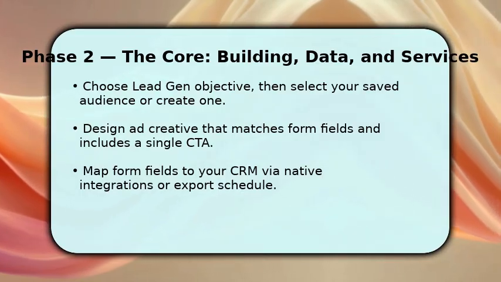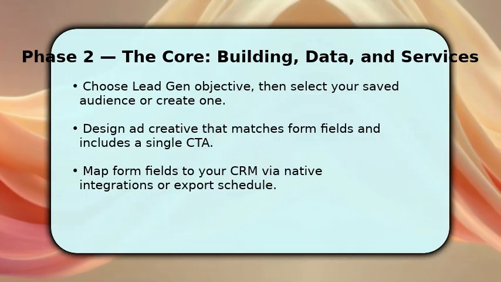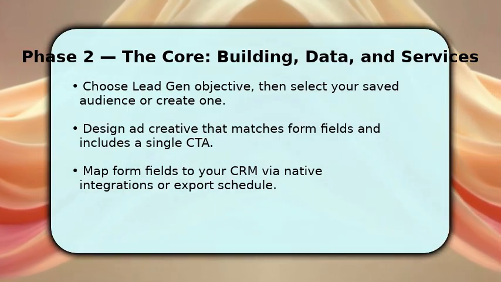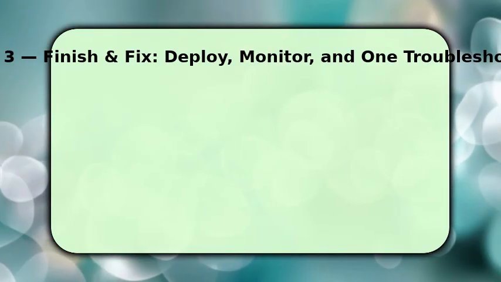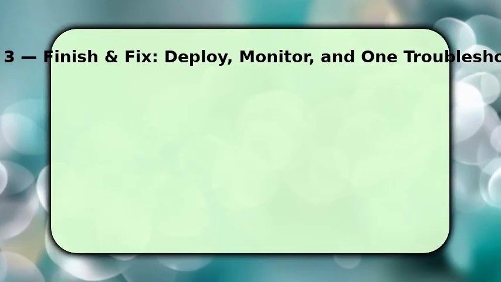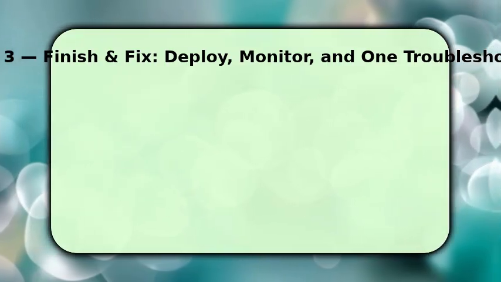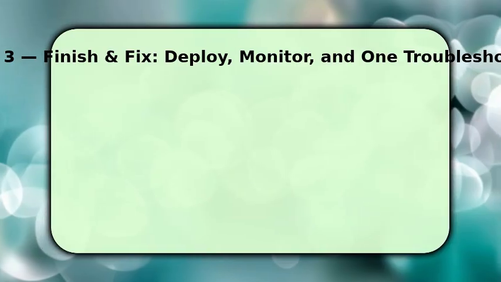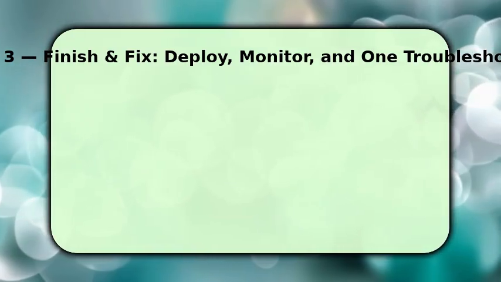Once integrated, schedule testing and a small spend to validate conversion and data mapping. Finally, launch with a controlled budget and run A/B tests on creative, headline, and form length. Track cost per lead and conversion percentage closely. Once a variant wins, increase budget gradually and pause underperformers after 48 to 72 hours to avoid wasted spend.